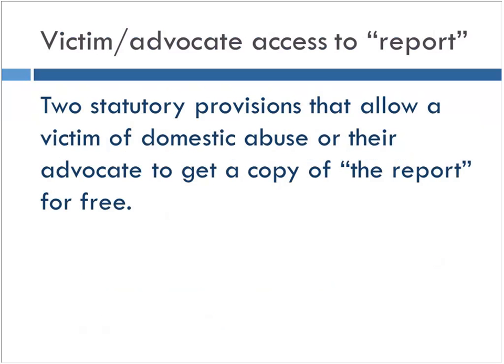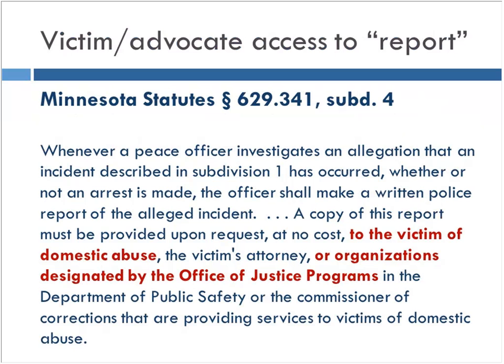All right, let's move on to a big thorny issue, and that has to do with a victim and advocate's access to a law enforcement report for domestic abuse victims. There are two statutory provisions that allow for a victim of domestic abuse or their advocate to get a copy of the report, I'm putting that in quotes because I'm going to explain that, for free. So the first is this provision, 629.341. This is the one about warrantless arrests. There's all sorts of provisions related to domestic abuse in this section dealing with warrantless misdemeanor arrests and things like that.